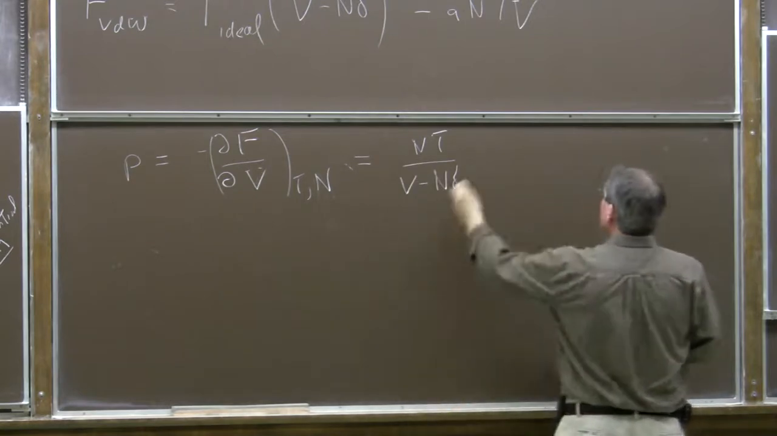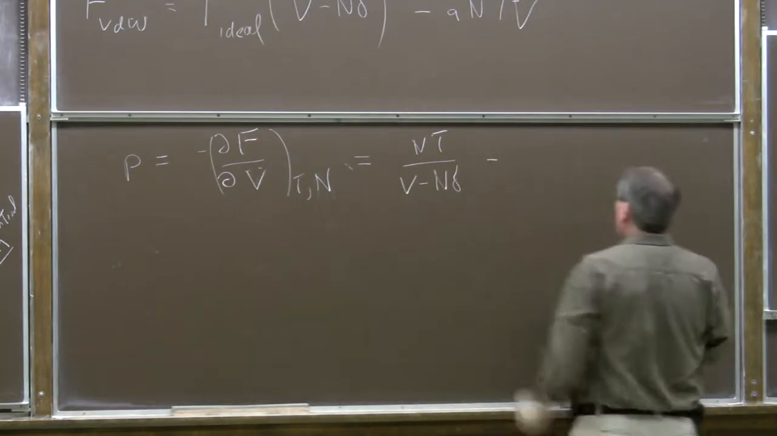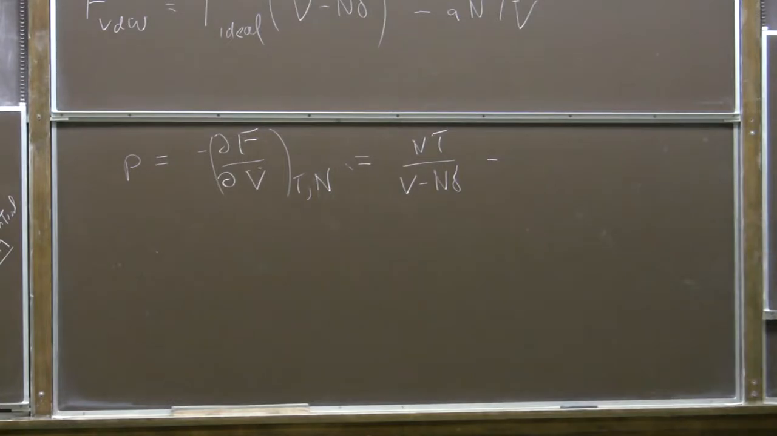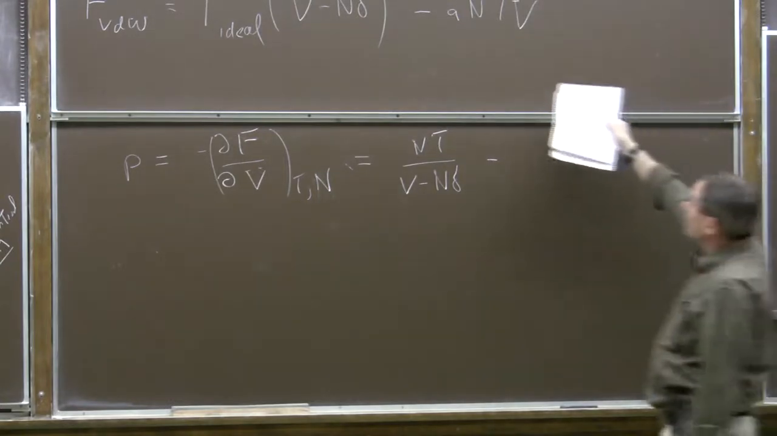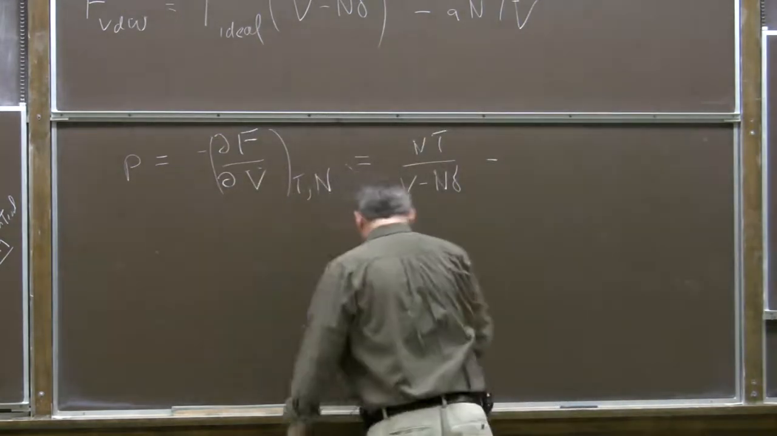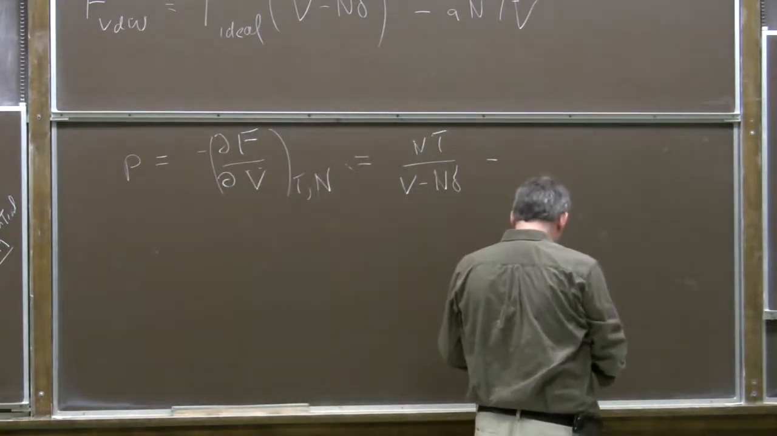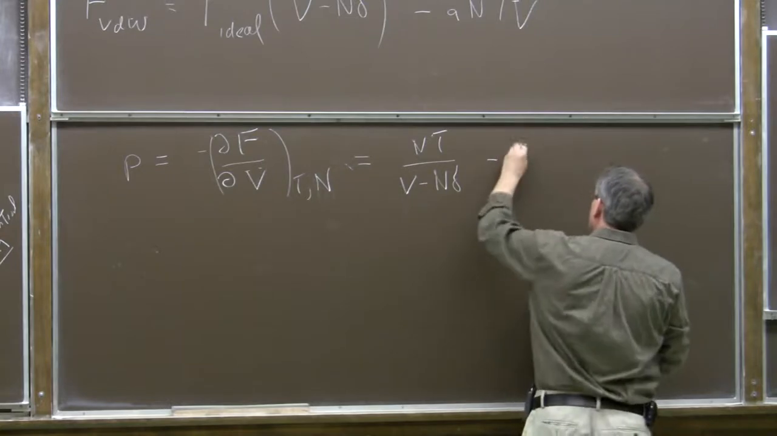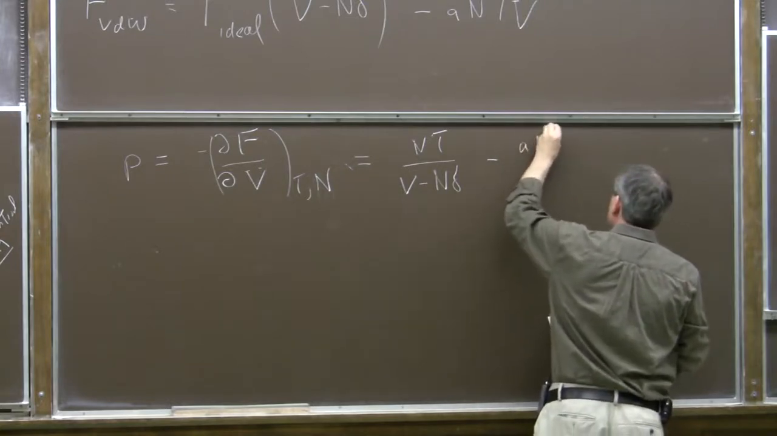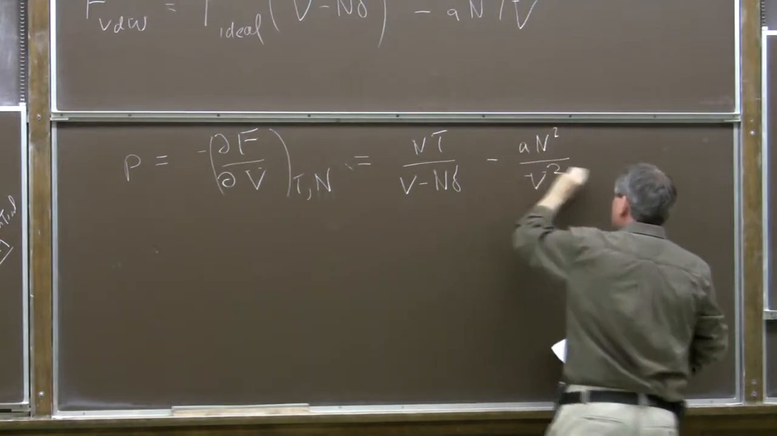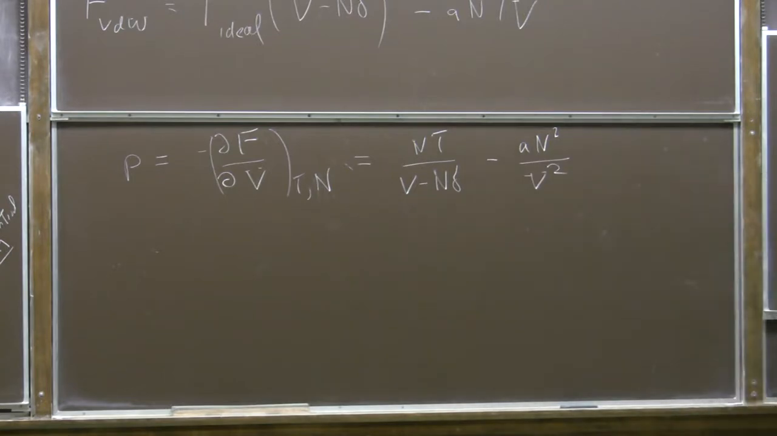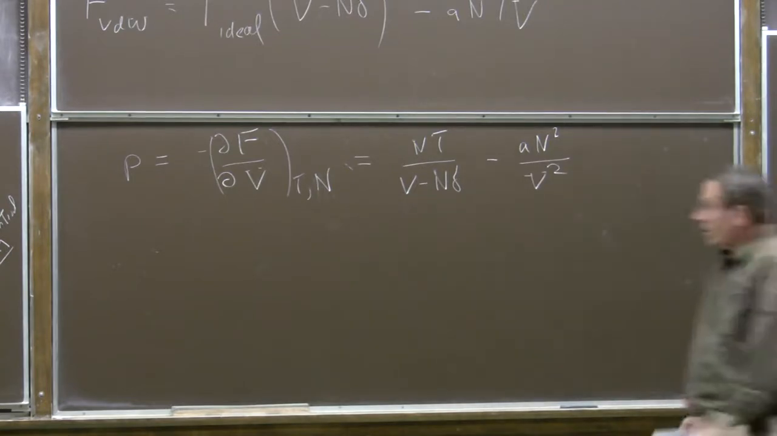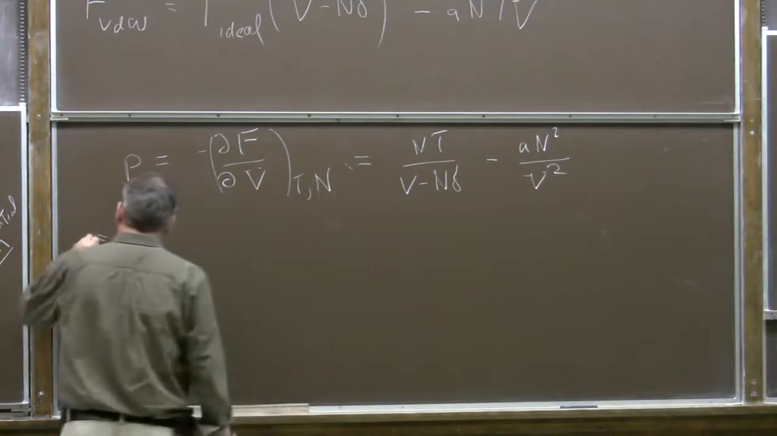And then I have the additional contribution from differentiating the last term, which goes like 1 over volume. The differentiating gives a minus sign, but there's a minus sign here and a minus sign here. So that's a negative contribution to the pressure if A is positive, minus N squared over V squared times A. Okay. So I'll call this the van der Waals equation of state.